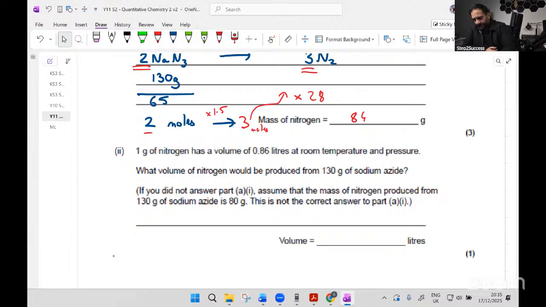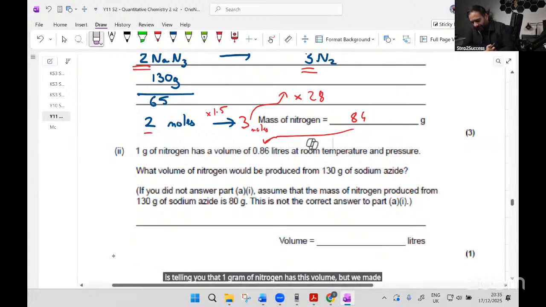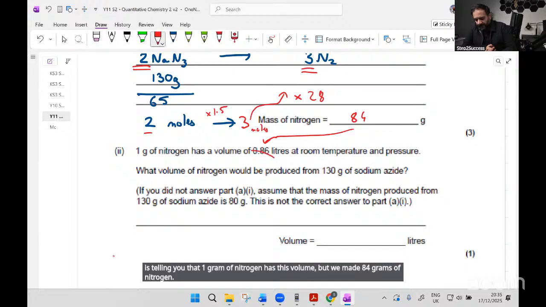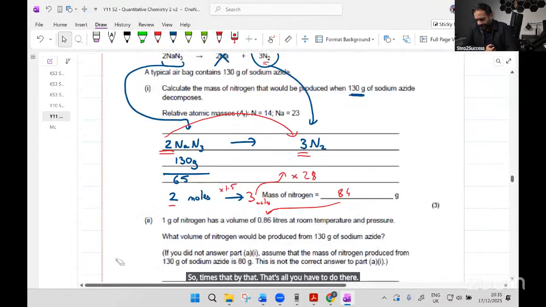I think you just times your previous answer by 0.86 for this. It's telling you that 1 gram of nitrogen has this volume, but we made 84 grams of nitrogen. So times that by that. That's all you have to do there. I won't do the atom economy one.